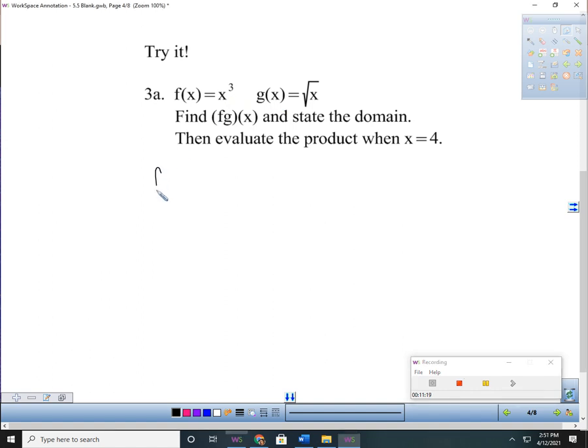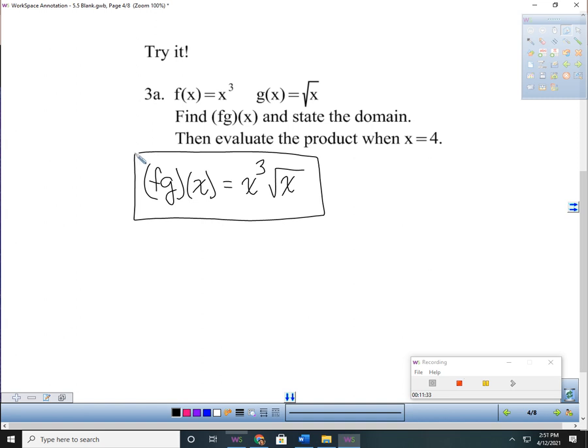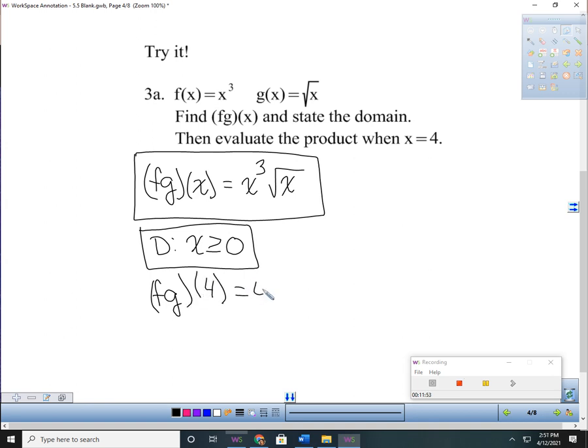All right, so we have f times g of x. That gives me x cubed times the square root of x, right? Nothing I can do there. My domain, I have an x under an even root, so that would be x has to be greater than or equal to 0, since there's no number under there. And when I plug in the 4, I have 4 cubed times the square root of 4, and that gives me 128.